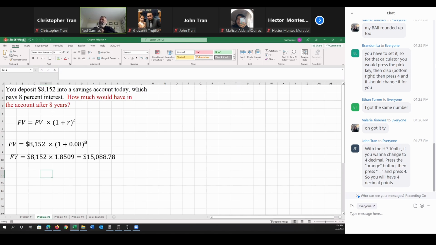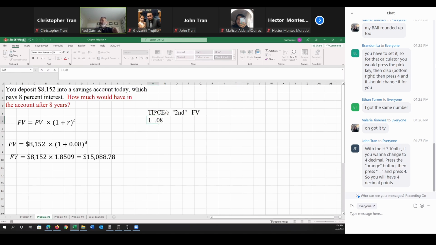So 8 is N, 8% is R. I calculate this. The number is 1.8509. And the answer is $15,088.78. Okay. Let me remind you again, if it's a TI calculator: second, FV, remember 1 plus 0.08.